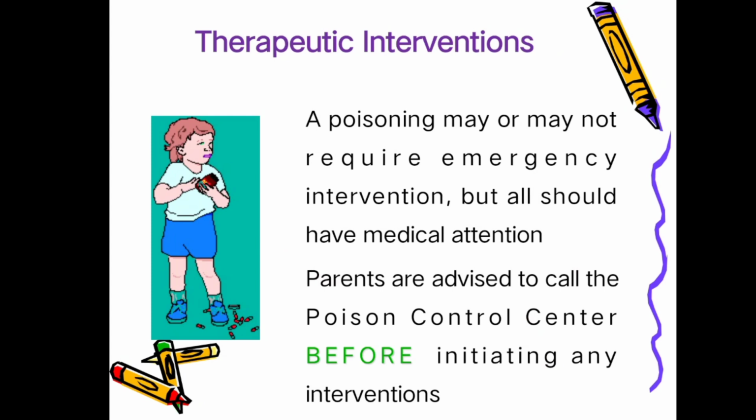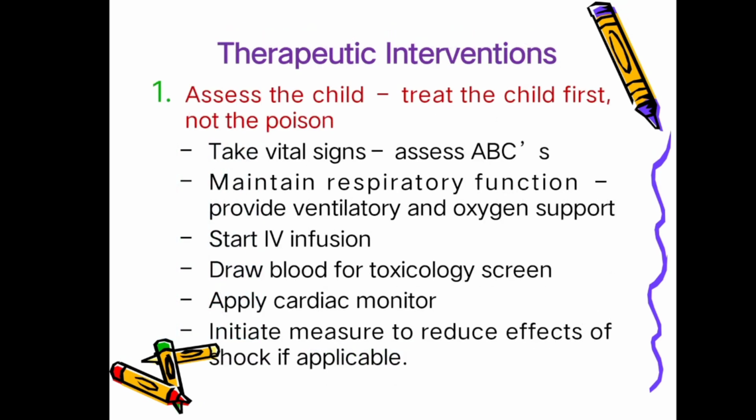For therapeutic interventions, poisoning may or may not require emergency intervention, but all cases should have medical attention. Parents are advised to call the poison control center before initiating any intervention. Assess the child and treat the child first, not the poison. Take the vital signs, assess airway, breathing and circulation, maintain respiratory function, provide ventilatory and oxygen support if needed, start an IV infusion, draw blood for a toxicology screen, apply a cardiac monitor, and initiate measures to reduce the effects of shock if applicable. As soon as possible we have to treat the child by the medical protocols.